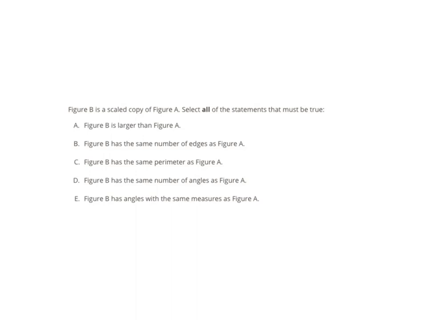They're giving us a hypothetical here of saying that figure B is a scaled copy of figure A, and we have to select all of the statements that must be true. So not just could be, but must be. So we're going to go through each of these and talk about it.